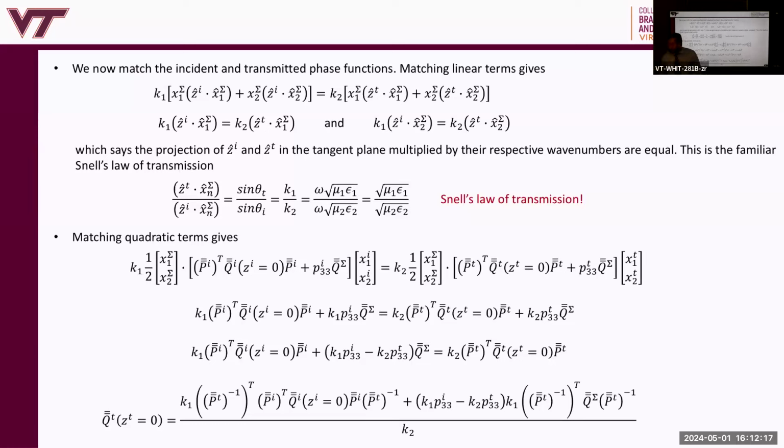Okay, but still we have locally a plane wave along each ray, right? In geometrical optics, we recover Snell's law of reflection and Snell's law of transmission when we match linear terms, right? Okay, and we have something additional in this situation. What is it? The curvatures, right?